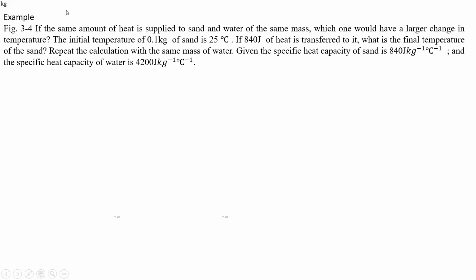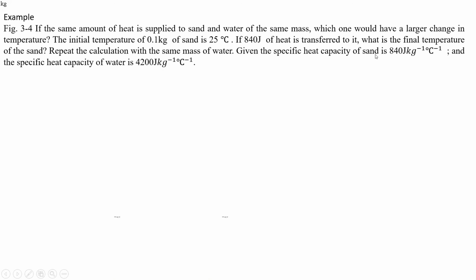Okay, there is an example. If the same amount of heat is supplied to sand and water of the same mass, which one would have a larger change in temperature? That is the first question. The second question: the initial temperature of 0.1 kg of sand is 25 degrees Celsius. If 840 joules of heat is transferred to it, what is the final temperature of the sand? Then repeat the calculation with the same mass of water. The same mass means, since for sand we took 0.1 kg, we have to take 0.1 kg for water also.